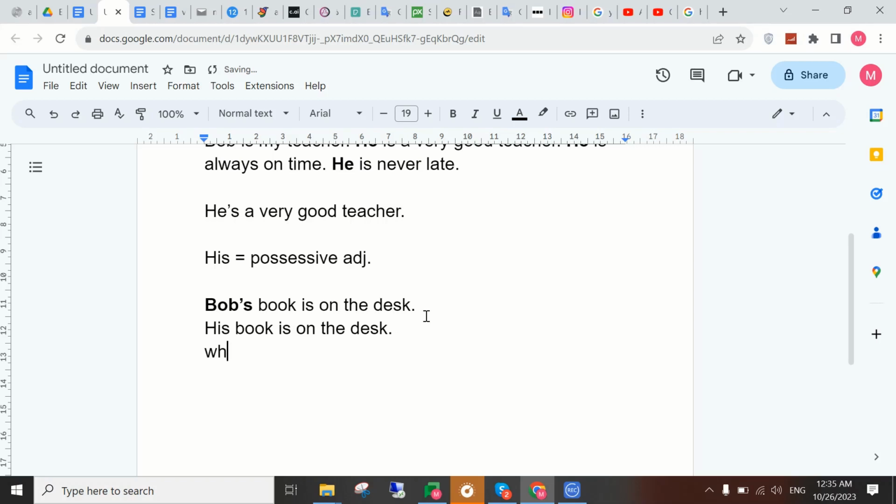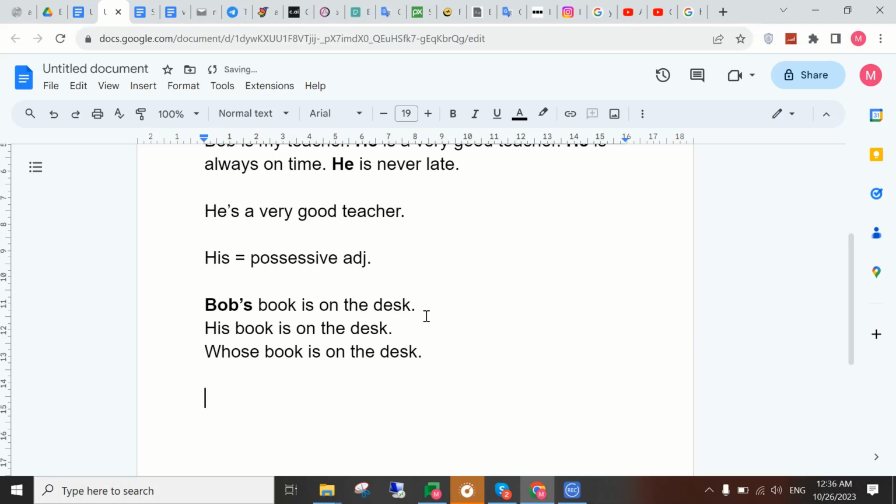Whose book? I can ask this question. Whose book is on the desk? Is it my book on the desk? Is it your book on the desk? No, it's Bob's book. It's his book that is on the desk. Okay, so we can give more examples.